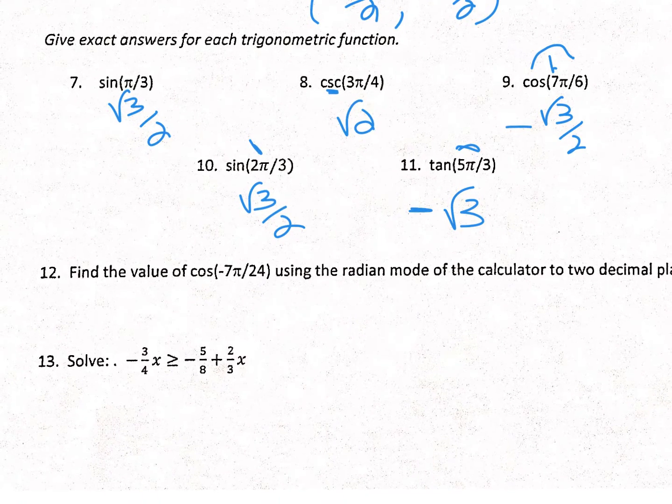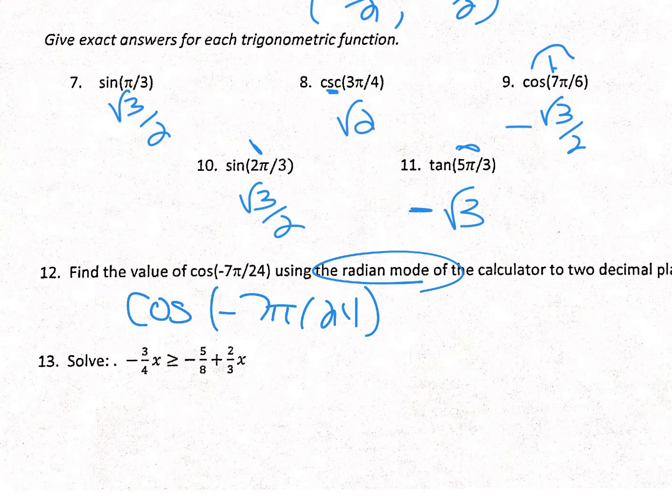All right, number 12. I'm not going to be able to do this because I don't have my calculator at home, but you're just going to punch it in. First of all, make sure you're in radian mode. Go to your mode button. Make sure you're in radians. Just punch exactly what you see. Negative 7 pi divided by 24. Hit enter. I wish I could remember what we got for that one today in class, but I can't. So just punch that in.